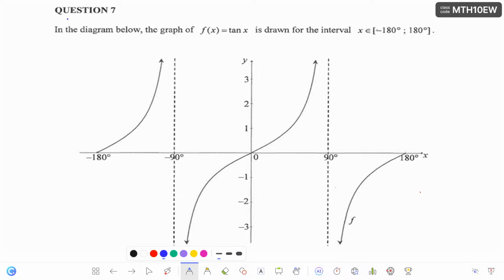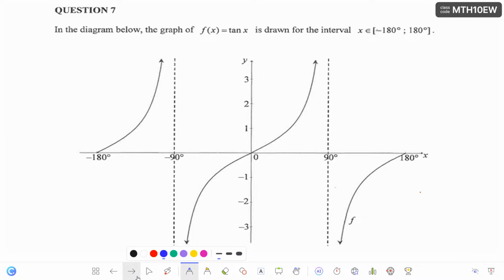So today we're going to finish this question paper. Last time we stopped at question 7. So question 7, they said in the diagram below, the graph of f of x is given by tan of x, which is drawn for the interval x is an element of negative 180 degrees to positive 180 degrees.